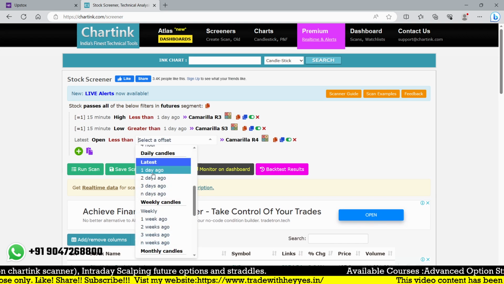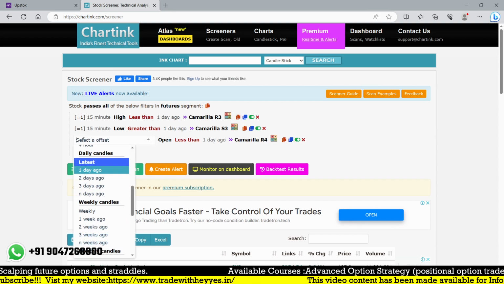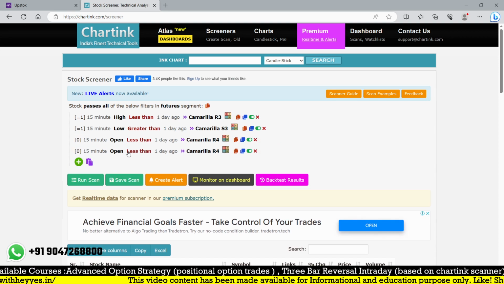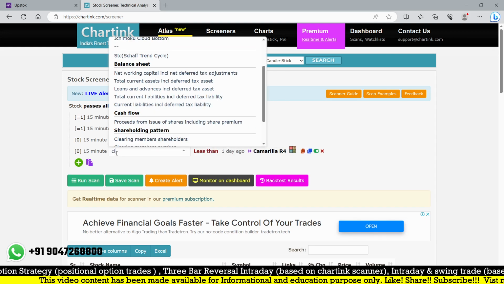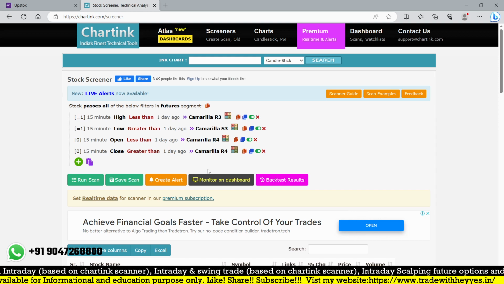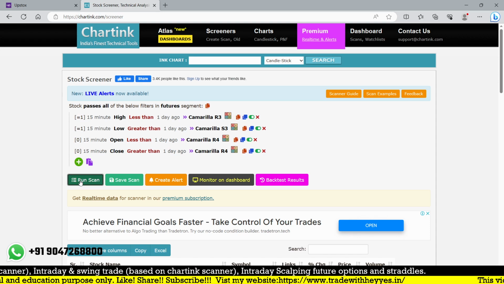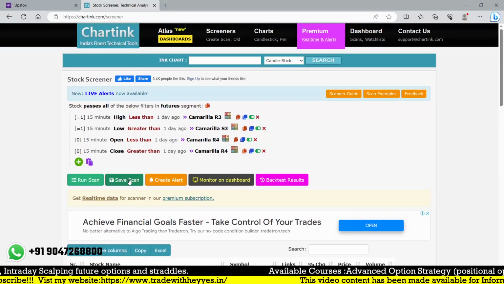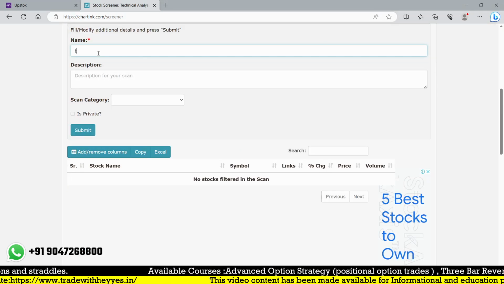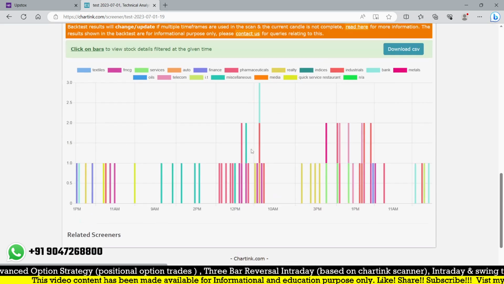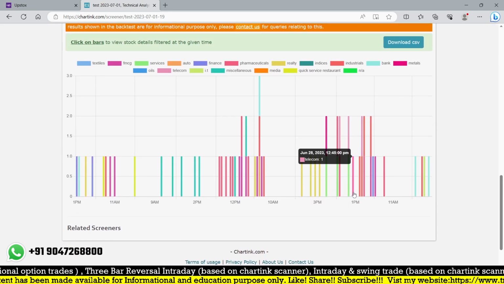Sorry, we are not going to use the 15 minutes; we use 1 day ago, because it's a daily level on the 15 minutes, and at the same time the close is greater than Camarilla R4. Simply, I'm just finding a stock. So it's about a 15 minutes time frame. Let me save the scan, and we can go for a test and submit it. Then we can easily find out how many stocks give you the entry.